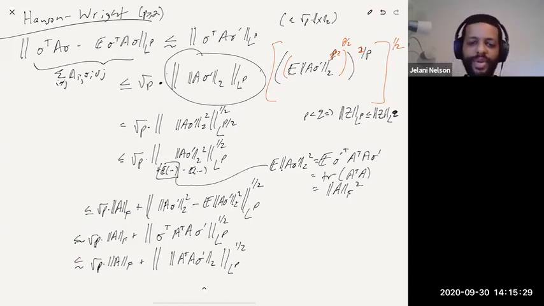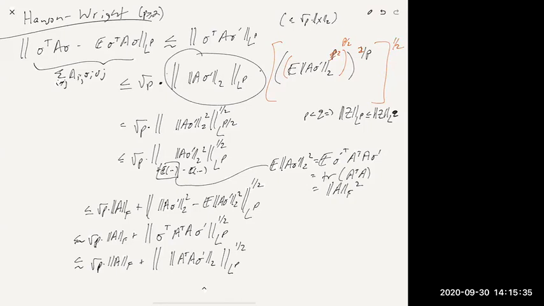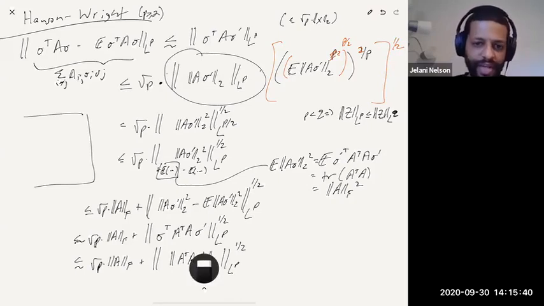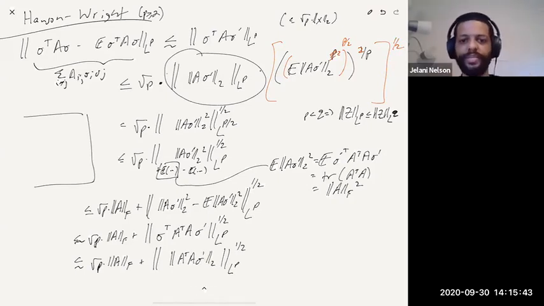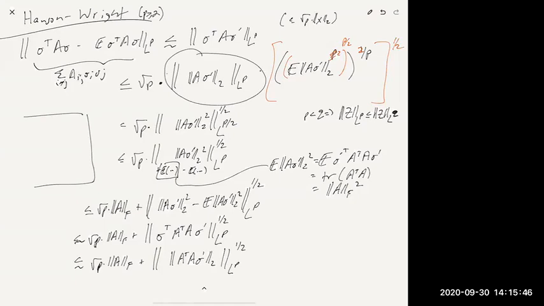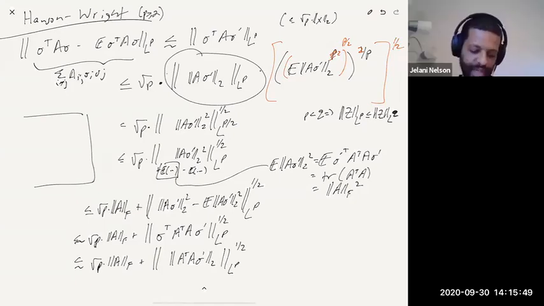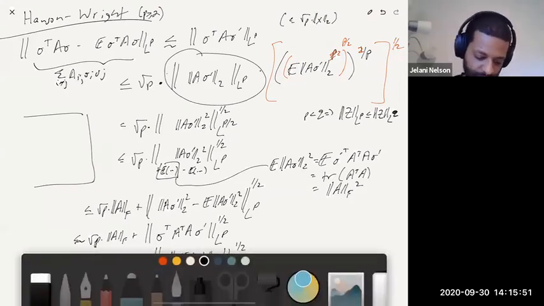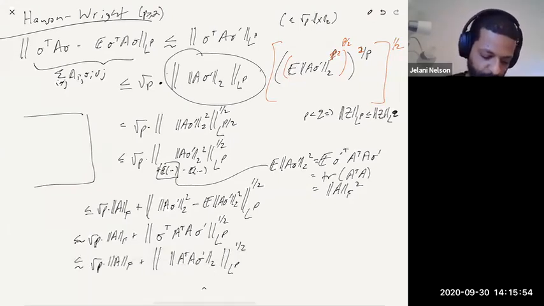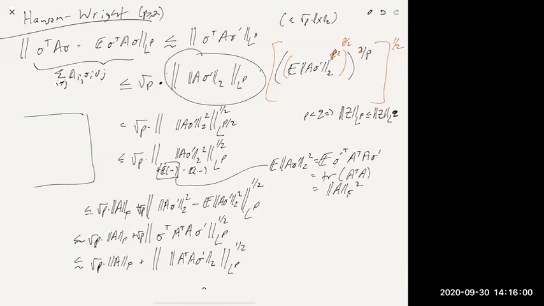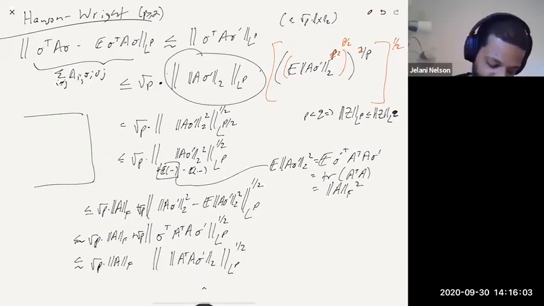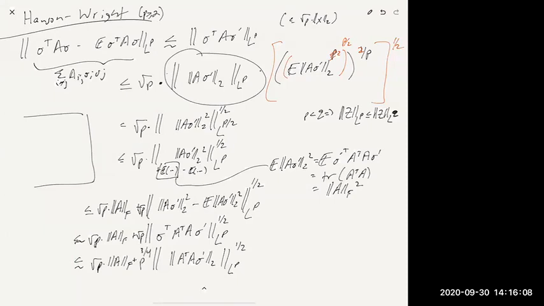Wait, should there be a square root P or something? Yes, you're right. There should be a root P right here, or actually a P to the 1/4. I just did Khintchine here, and there are root P's here and here too. And then here it should basically be P to the 3/4, because of Khintchine. So this is Khintchine.